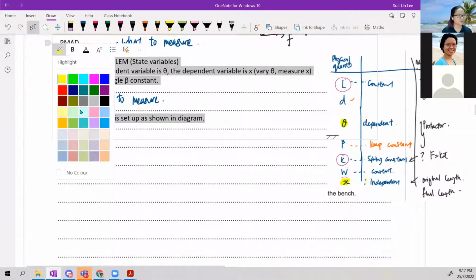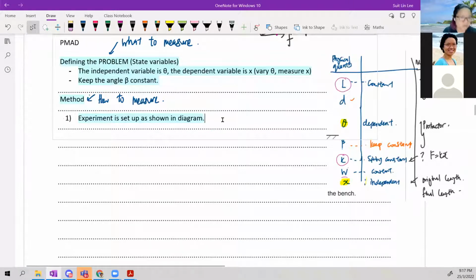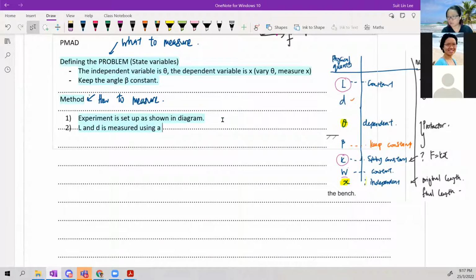To help you see better, I will highlight the text. Okay, so first thing I see is L and D. So L and D is measured using a meter rule. That's all. Yeah, that's all. No problem. Okay, next. You can also say something along the lines of theta. So I'll say theta. Theta is measured using a protractor.